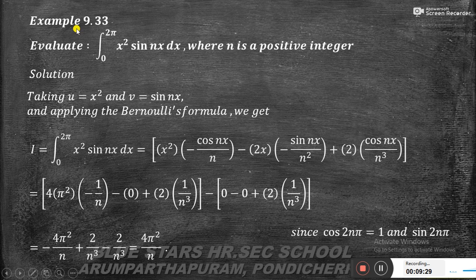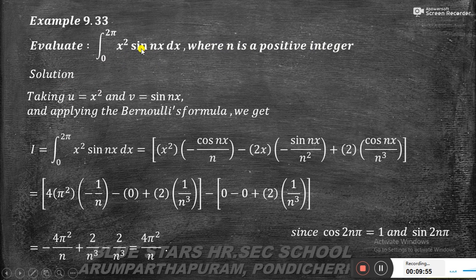Next, example 9, now we discuss example 9.33. You see example 9.33: evaluate the integral from 0 to 2π of x square sin nx dx, where n is a positive integer. So here you see this is the question: integral 0 to 2π x square sin nx dx, where n is a positive integer.